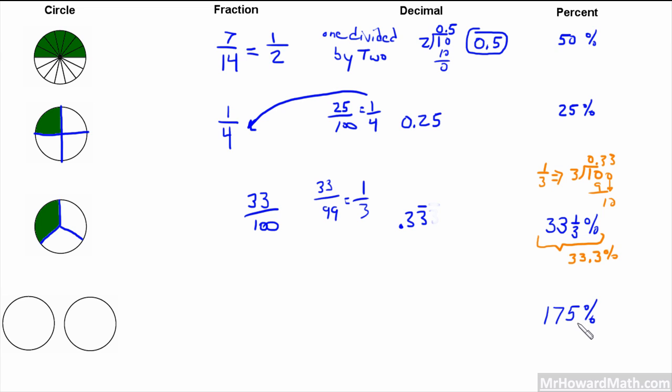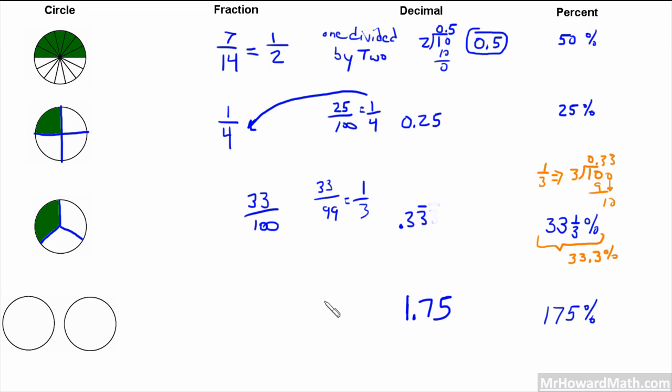So 175%, we said we need to move the decimal 2 places to the left, right? So 175 and then 1, 2. Then we remove our percent sign, so that becomes 1.75. We remove our percent sign, and then we have our decimal. I really need to scoot that over because I'm getting into our fraction area. Let's move that over. So 1.75 is our decimal, right?